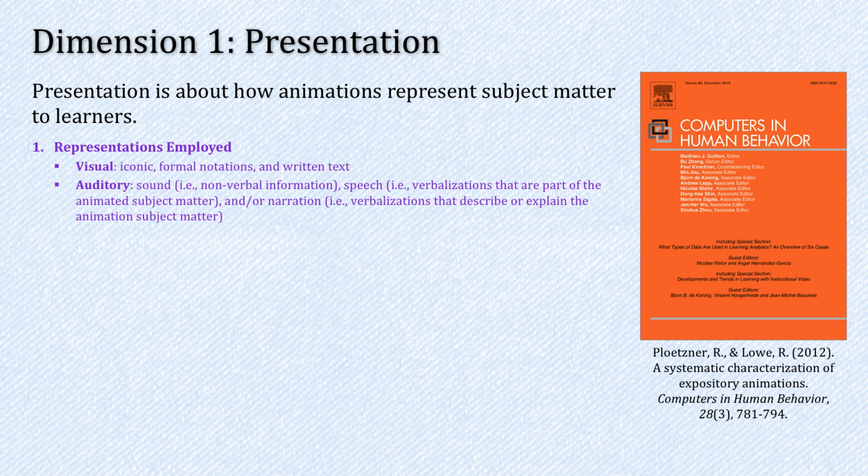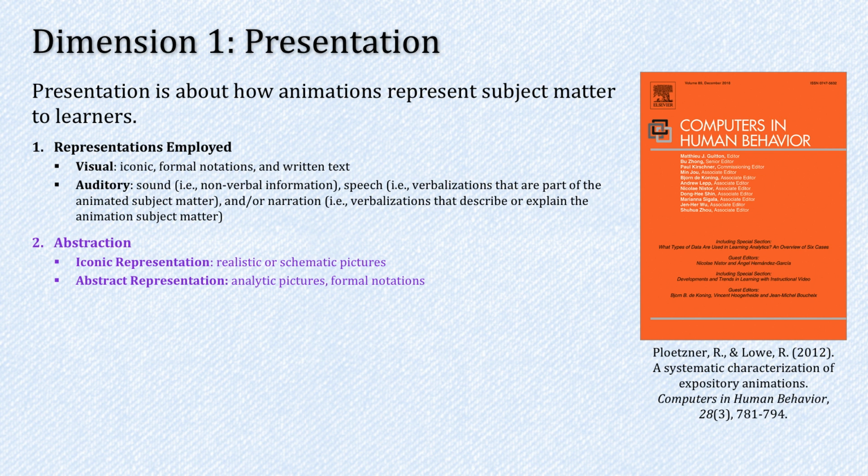These can be visual, and they can vary in how image is used. And of course, animation can also include auditory information such as sound, speech, and/or narration. Secondly, animation differs in terms of abstraction. It can use iconic representations or abstract representations.